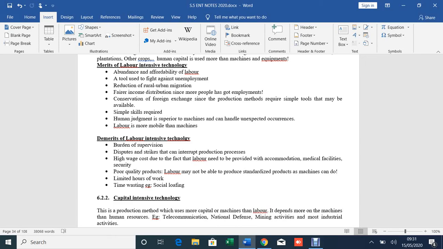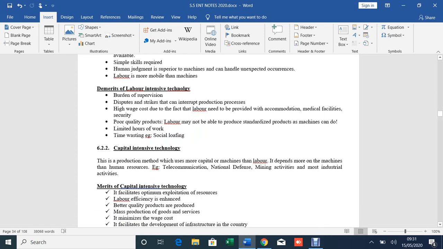The second one is capital intensive technology. As you remember, capital intensive technology is a method where you make a choice to use more capital, more machines, than labor. Today, for example, in building a house, you have the idea of robots. The robots work in place of human beings to help the engineers and the people there build the houses and handle different materials. That's why it depends more on machines than on human resources.